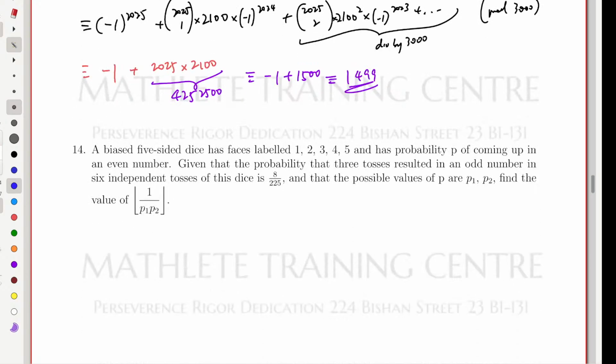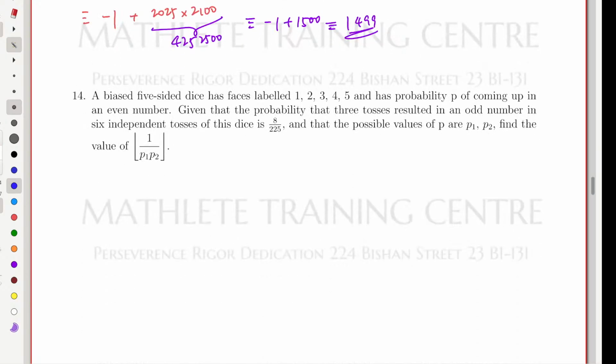For question number 14, we have a biased 5-sided die with faces labeled 1, 2, 3, 4, 5, and probability P of coming up as an even number. Then you realize that, hey, wait a minute, there's no need for you to say the faces are labeled 1, 2, 3, 4, or 5, right? Because if the die is already biased, there's no need to tell us what the faces are. Given that the probability that 3 tosses result in an odd number in 6 independent tosses of this die is 8 over 225, and the possible values of P are P1 and P2, find the value of 1 over P1 times P2.